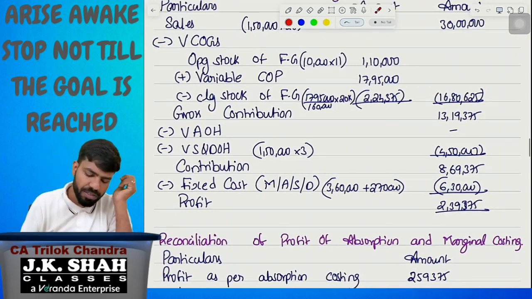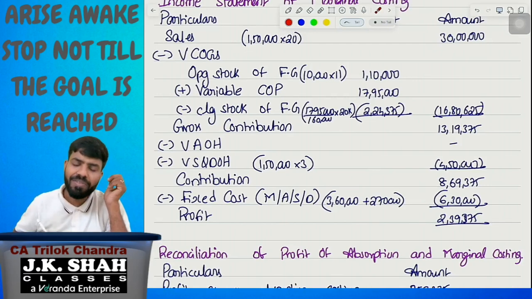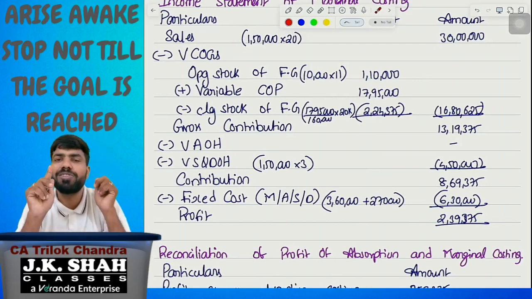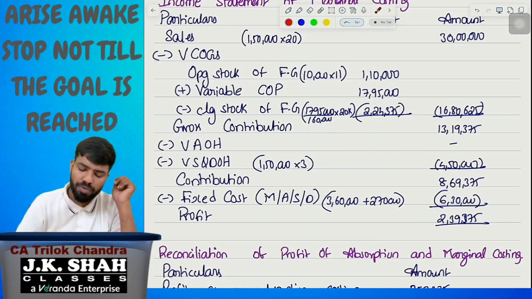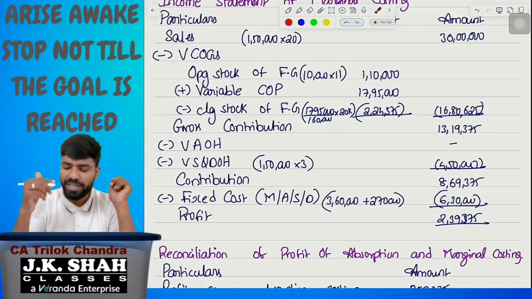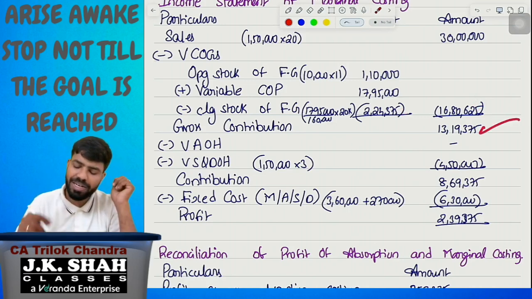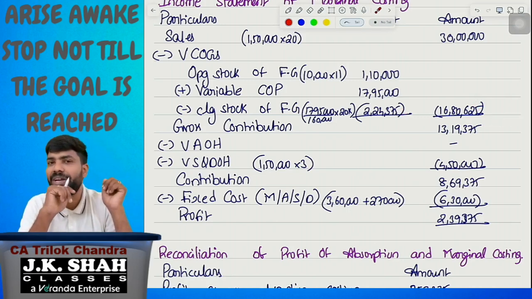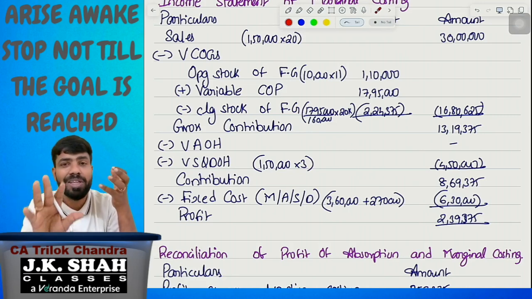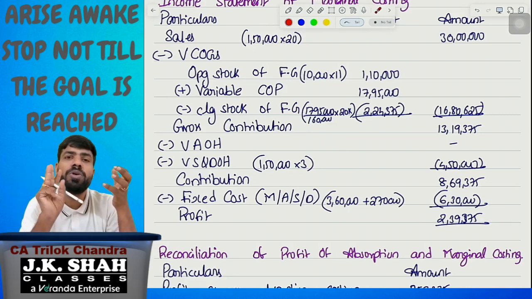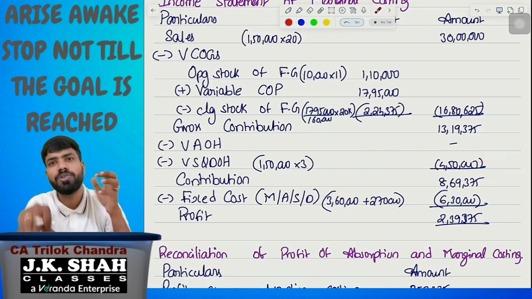And when it comes to fixed, see, on closing stock valuation based on variable cost of production, we are evaluating 17,95,000 divided by 1,60,000 units produced. We'll get variable cost of production per unit into 20,000 units, 2,24,375. If you take the net amount, it is 16,80,625, and the gross contribution is 13,90,375. Minus variable administration overhead 0, variable selling overhead, they given in the question 3 rupees per unit, 3 rupees into 1,50,000, 4,50,000, we will get contribution 8,69,375.